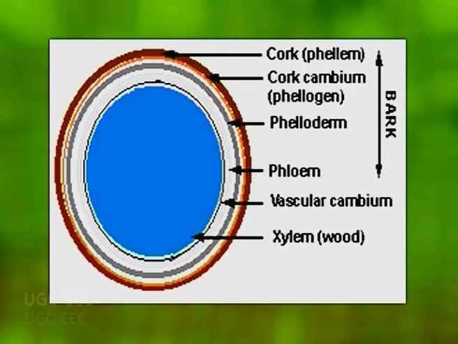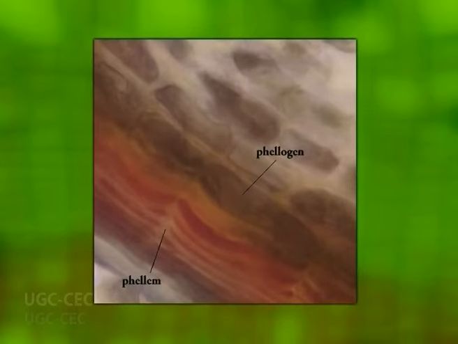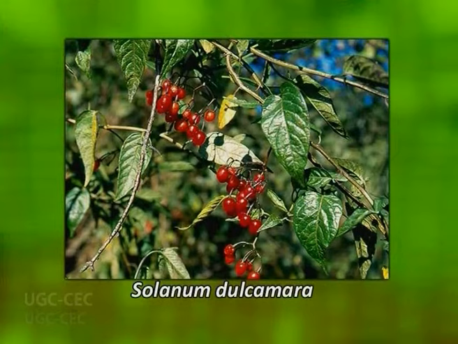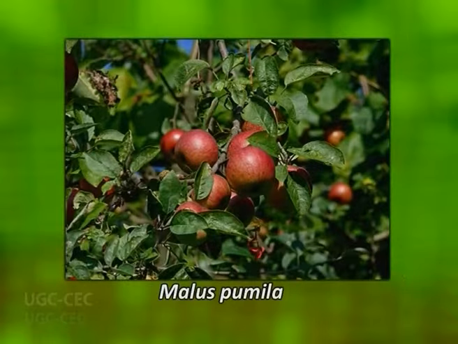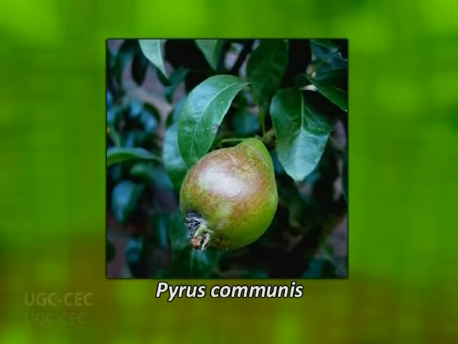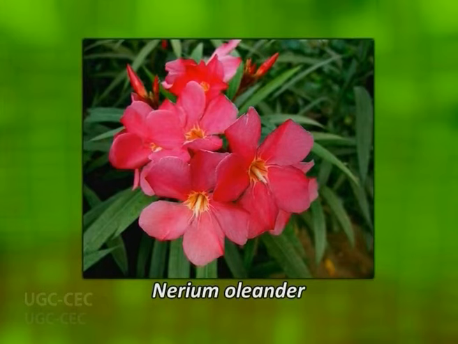The derivative cells are normally arranged in radial rows, the cells of the phelloderm being less marked than those of the phellum. The development of first phellogen may take place in different cell layers external to the vascular cambium. In many stems, for example Solanum dulcamara, Quercus suber, Malus pumila, Pyrus communis, and Nerium oleander, the first phellogen is formed in the epidermis itself.